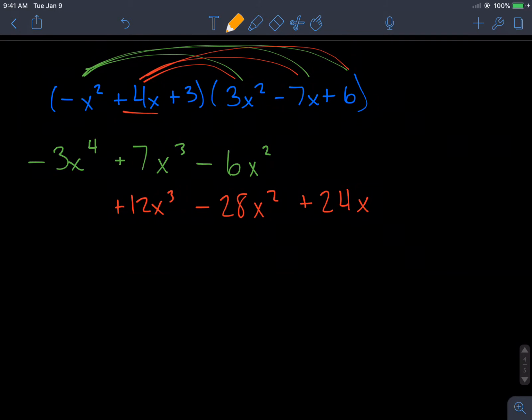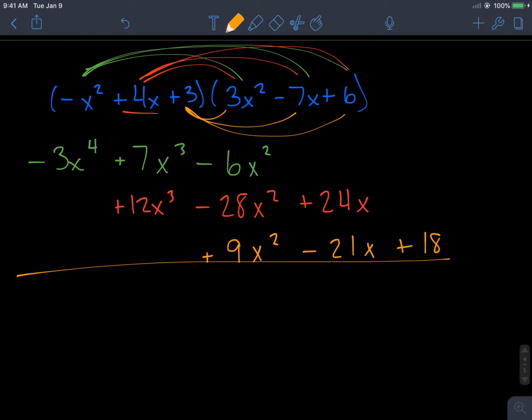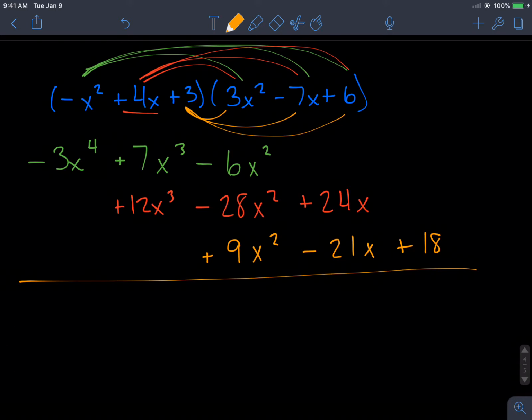And so lastly, sending the 3 to each of them. So 3 times 3x squared is a positive 9x squared. So let's put those below the other x squareds. Send it to the negative 7. 3 times negative 7x is going to be minus 21x. And sending it to the last, 3 times 6 is going to be a positive 18. I like the look of the orange on here. But anyway, add all this straight down.